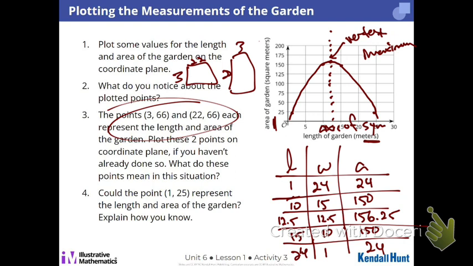Because they're equal to 50 and... They both have a perimeter of 50. Yep. And the length and width are switched. Right. That's why they're on the parabola.